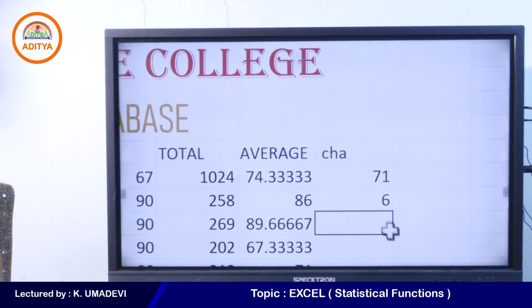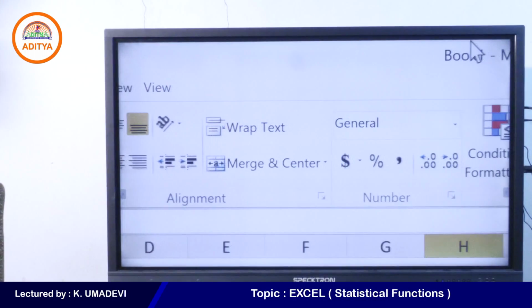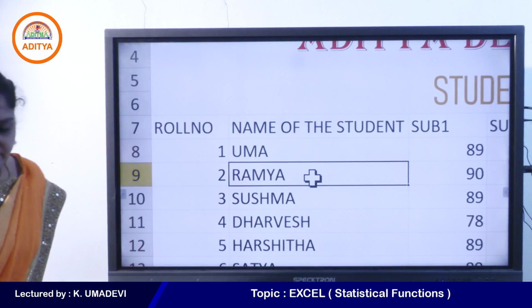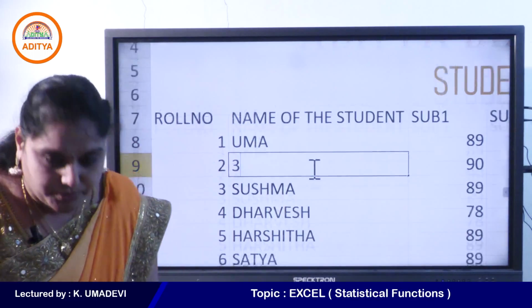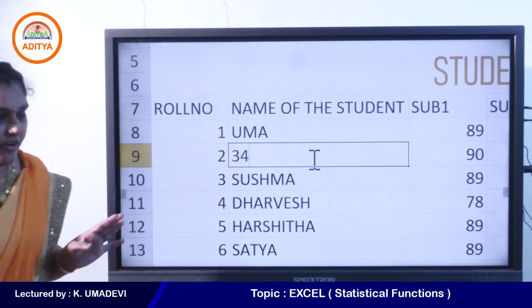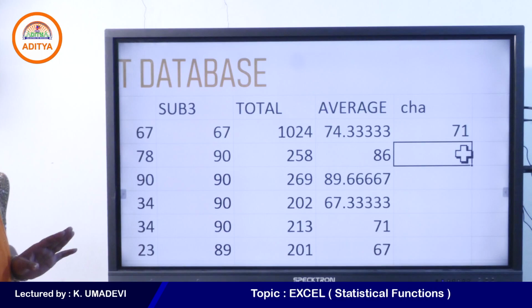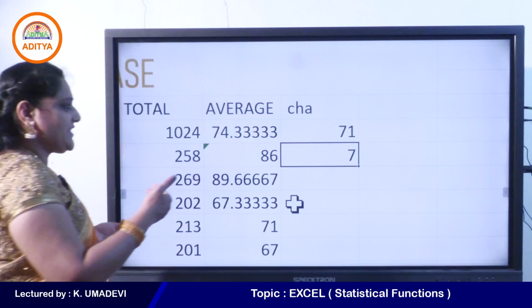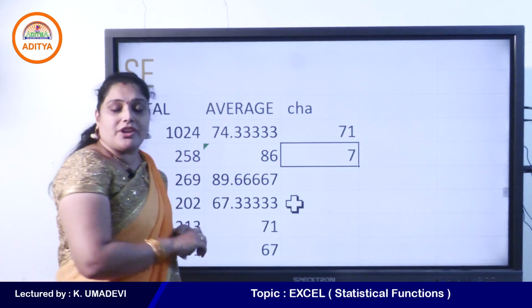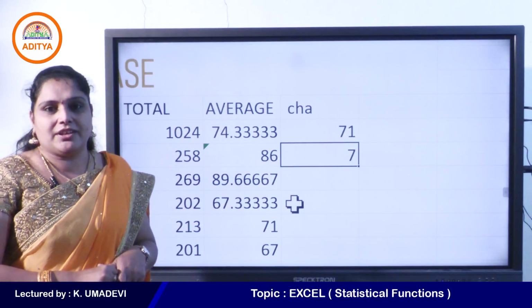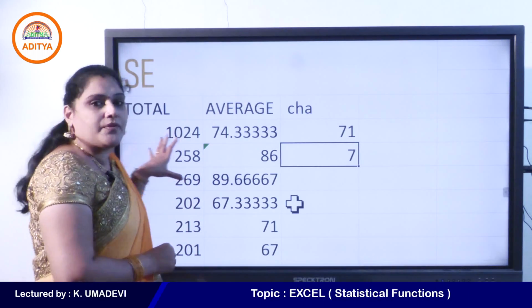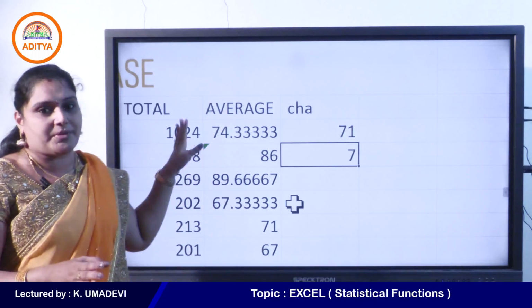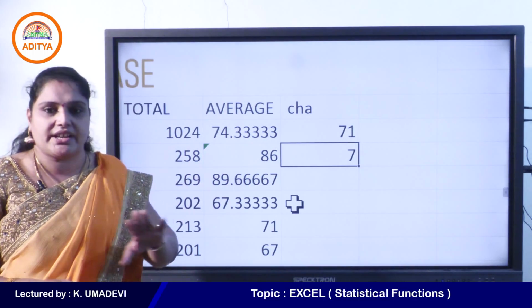For example, here again, I will show you the count function. I will just change Ramya to 34. When you click on that cell, it automatically changes its result, that is 7. So now the result of the count function is 7. Why? Because we have selected 7 cells and all 7 cells contain numerical values. It doesn't count the text data.